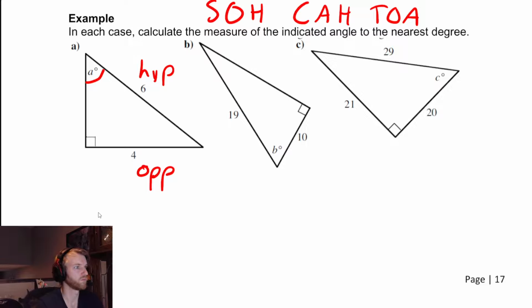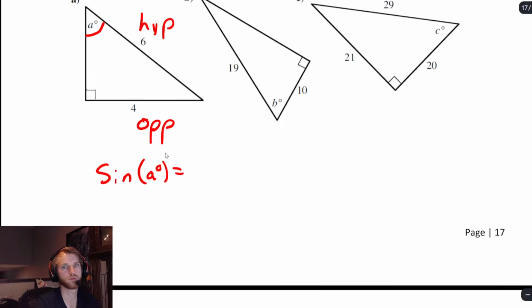So we'll set it up. Same as we did before. The only difference here is that instead of putting in the angle that we know, now the angle is a variable. Sine of angle A is equal to our opposite over our hypotenuse. So our opposite was 4, and our hypotenuse was 6.